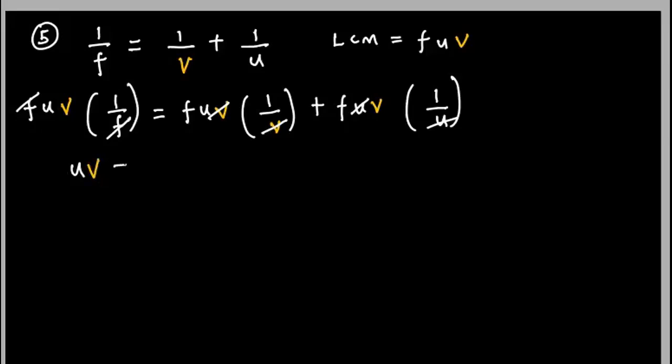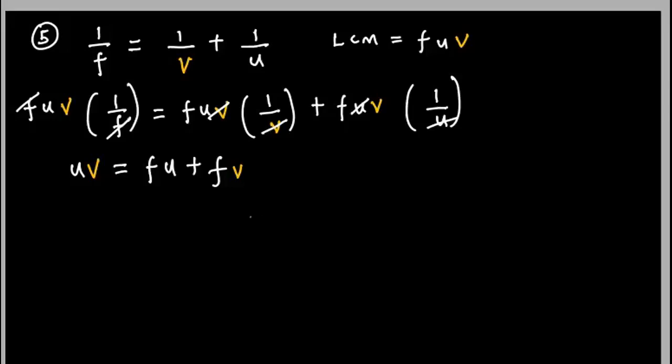Then equals, we have FU times 1, that is FU. Then plus, we have FV times 1, FV times 1 is FV. So we have cleared the fraction. Good. It now has the form of a linear relation. So you are asked to make V the subject here.